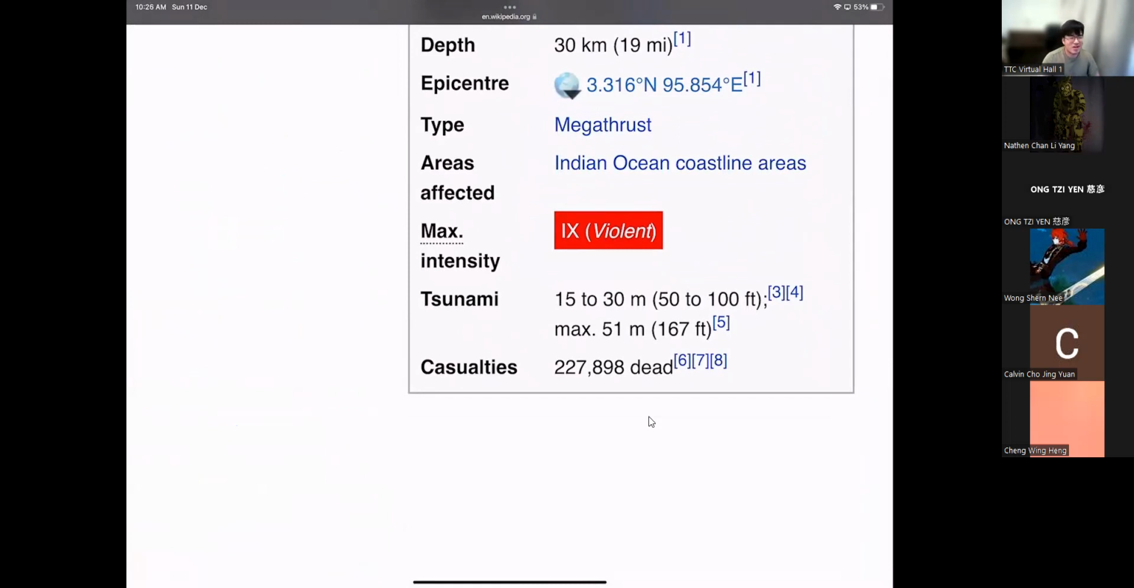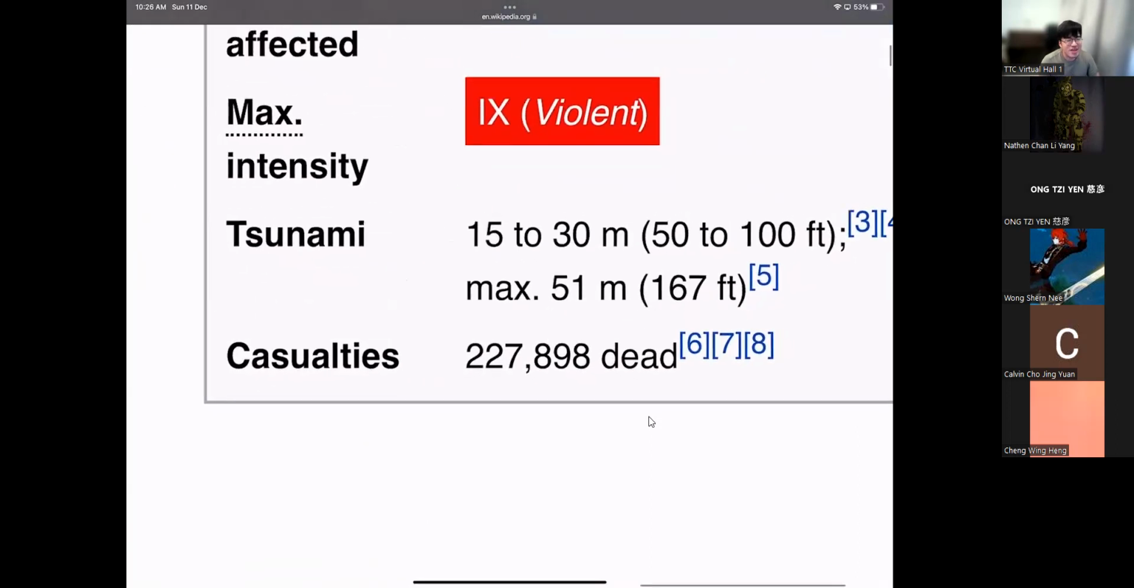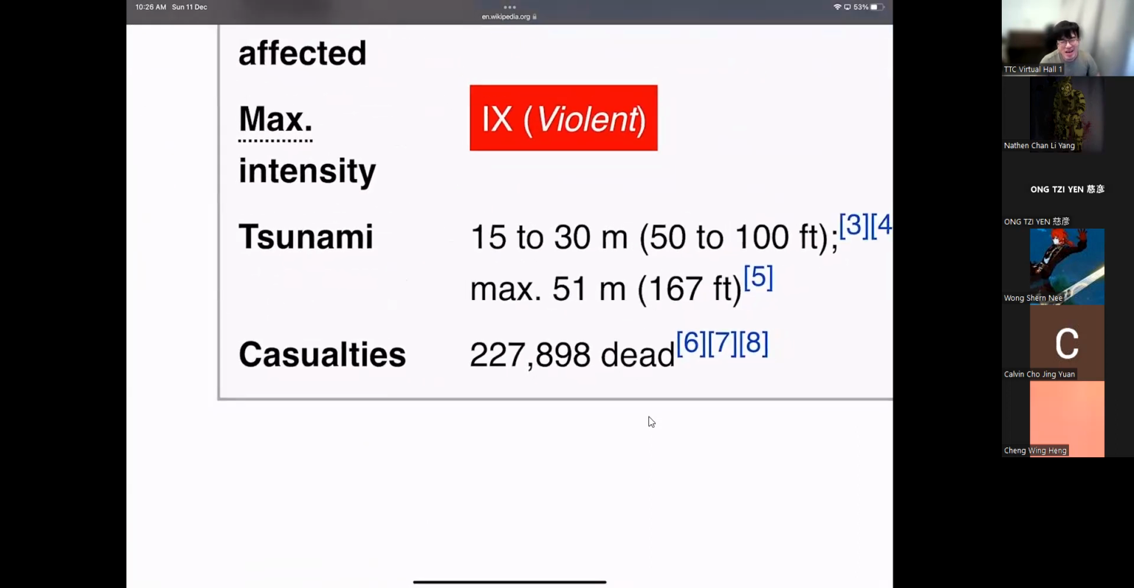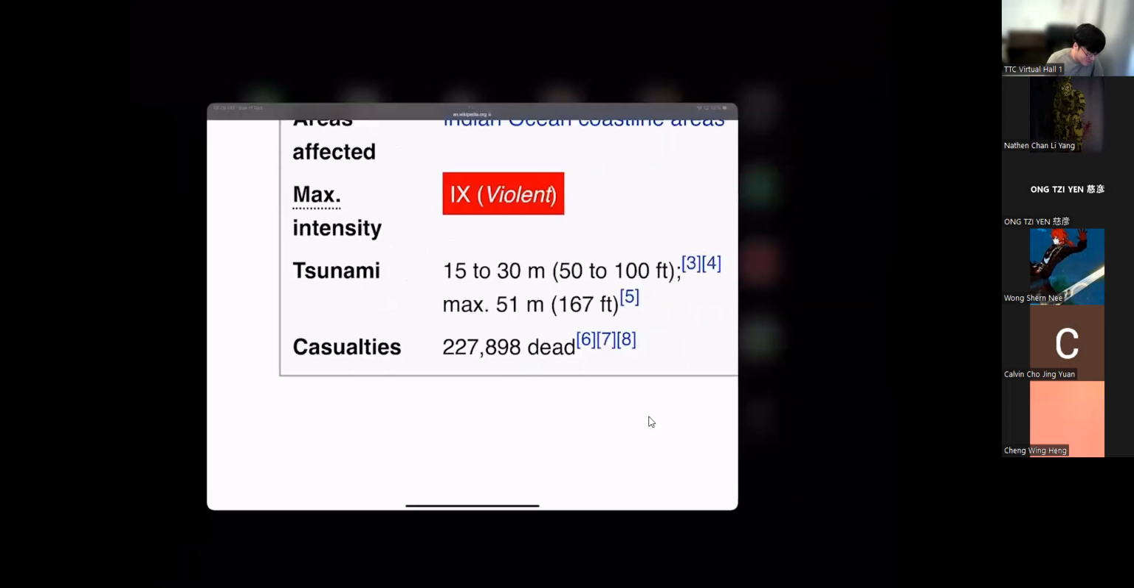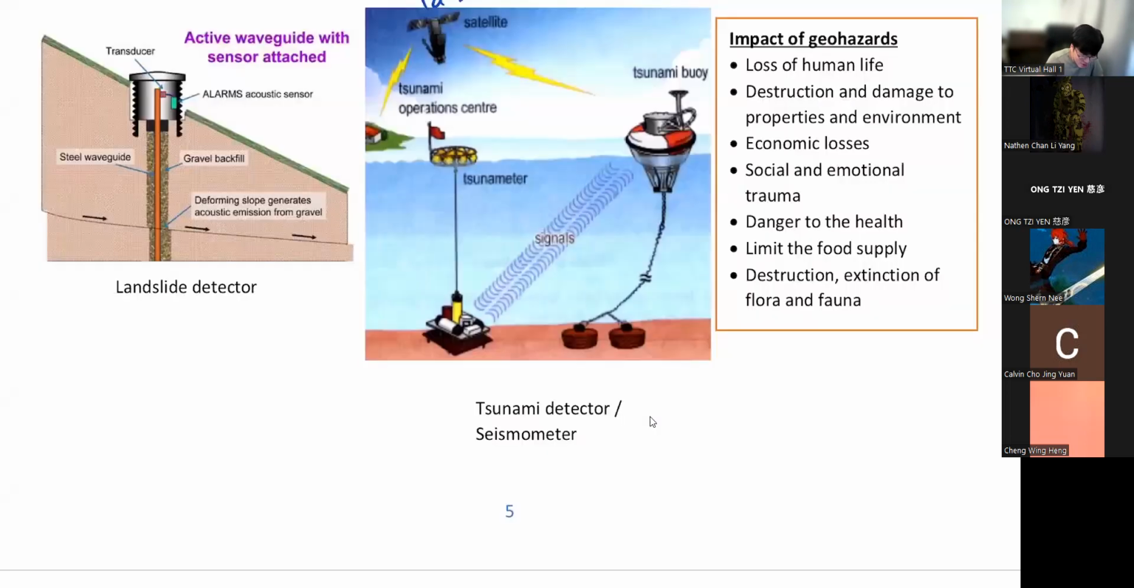So you see, in Malaysia, we are lucky. You see how tall the wave is? 15 to 30 meters. You know how tall that is? Imagine this: 3 meters is 1 story, so 30 meters is like a 10-story building right in front of you. That's how tall the wave is. Lord have mercy. So this is your geohazard.